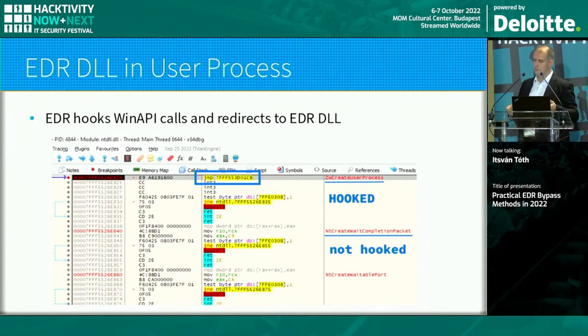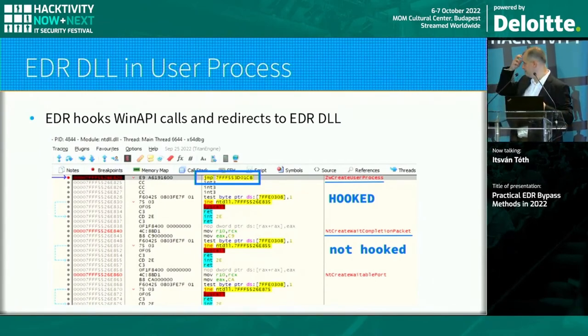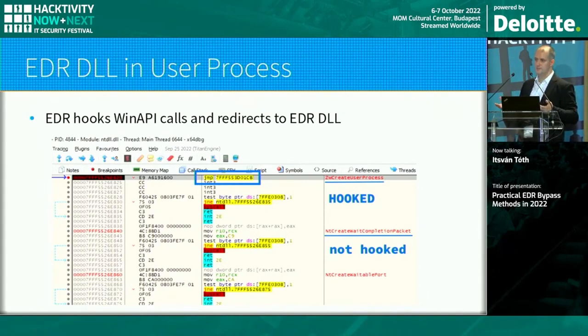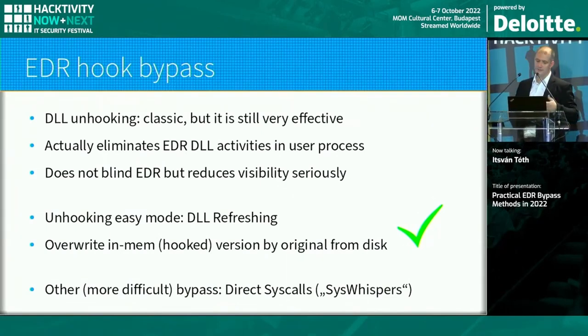And the EDR DLL does some checking and validates the call parameters or analyzes memory regions and tries to search for malicious activities. And if it finds malicious activities, then it will send the required alert to the EDR logging system. And what is really nice for the attacker is that these jump instructions could be overwritten by the user process privileges. So this is called EDR hook bypass. This is a classic attack against EDRs, and in my experience, it is still working now in 2022. So this is called DLL unhooking. Actually, this eliminates EDR DLL activities in the user process. I do not want to say that this blinds the whole EDR, but it reduces the visibility seriously.